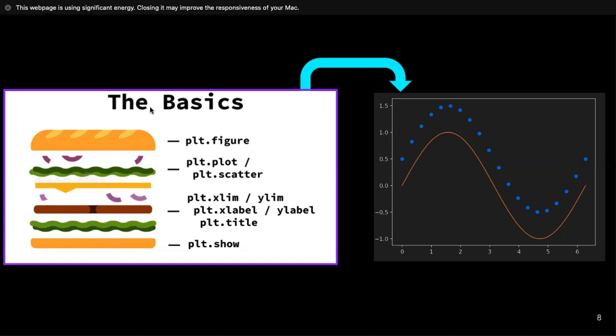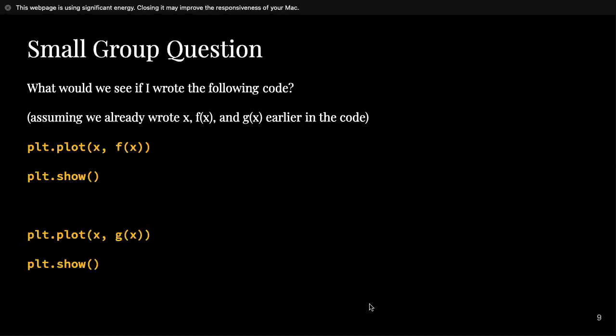Okay, if there's no more questions about that, then let's do a small group question. So what will we see if I wrote the following code? Assuming we already wrote what x is and f of x and g of x earlier in the code. So maybe x is a linspace and f and g are functions that we use. What happens if I write plt.plot x comma f of x and then plt.show? And then below that, I do plt.plot x, g of x, plt.show below.